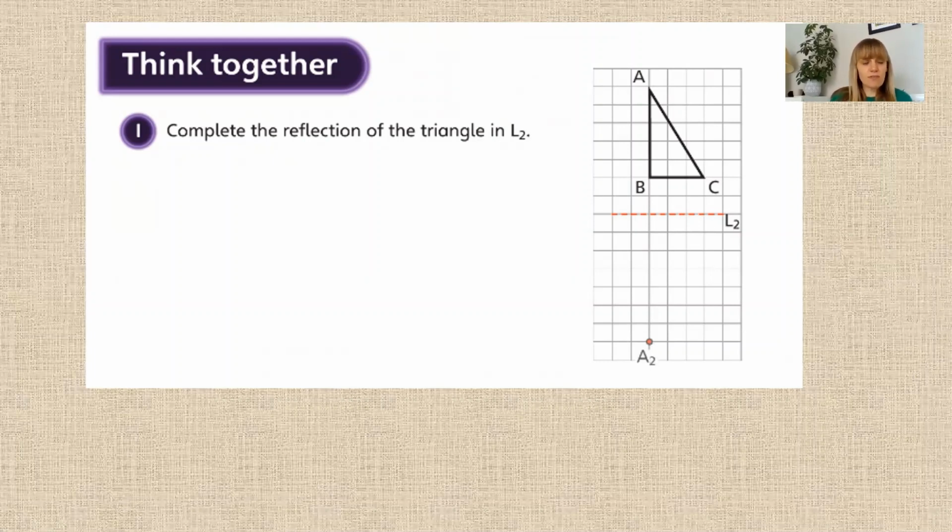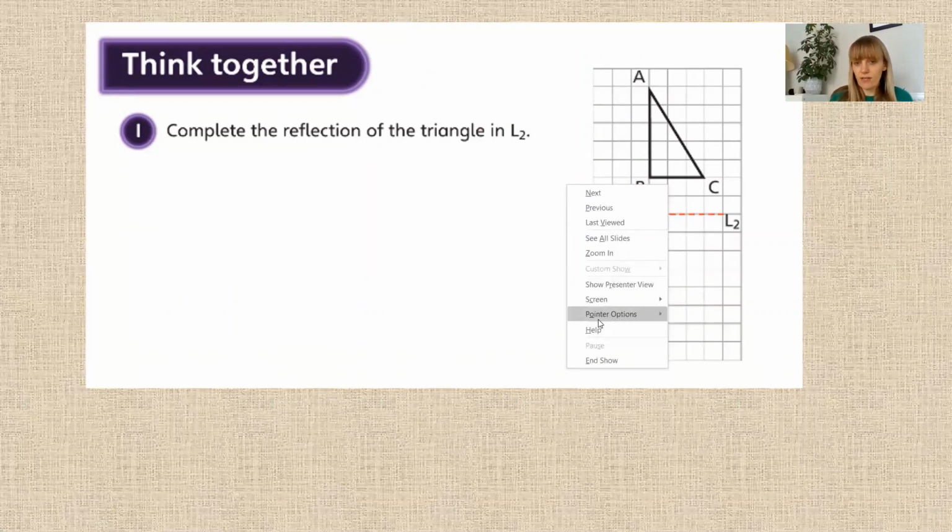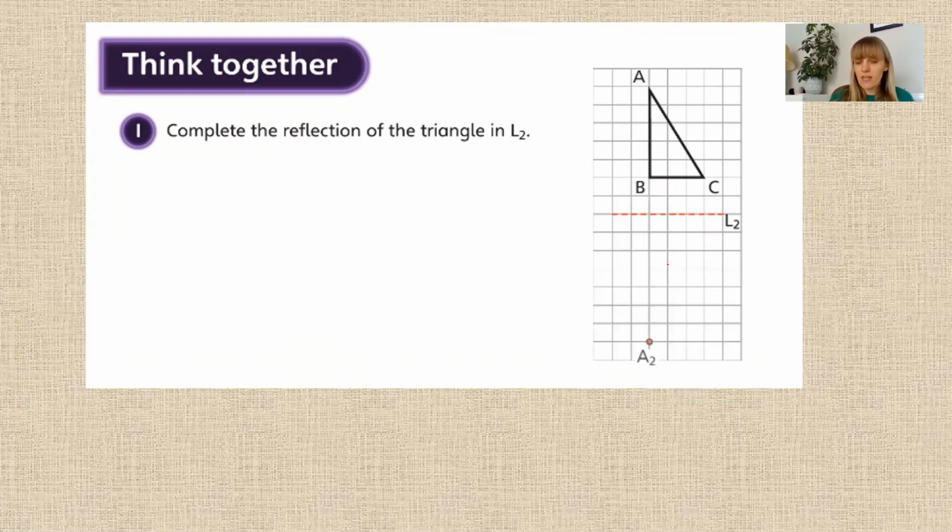So they've started the reflection for us. Now I think I can, let me have a look. If I go to my pointers, I'm going to try and put a pen. There we go.